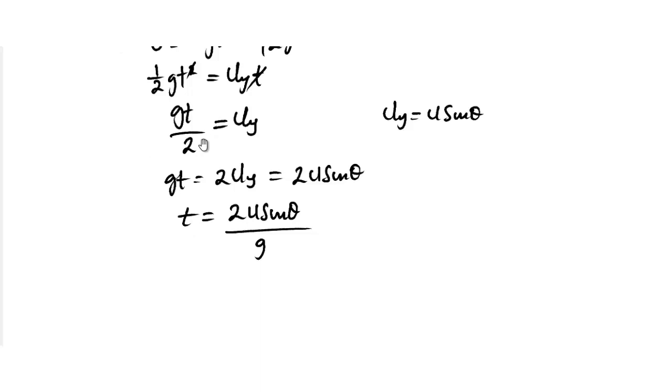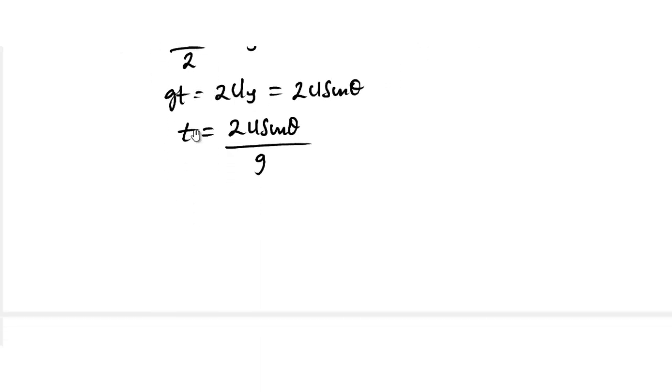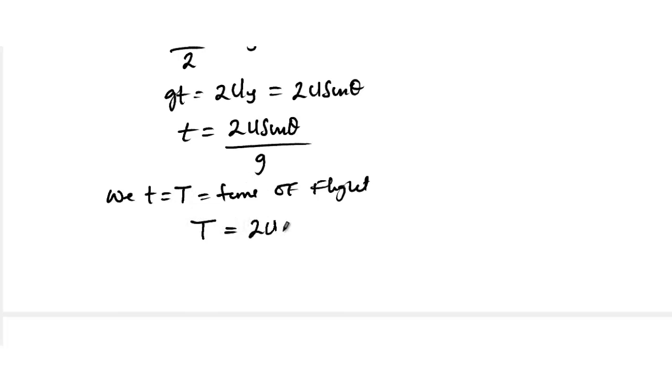But most times, because we have what we call the time taken to reach the maximum height, we normally distinguish it from the time of flight. So in this case, we take capital T to be the time of flight. We can write the time of flight as T = 2u sine theta over g. Before I conclude this video, we can also determine the time taken to reach the maximum height.